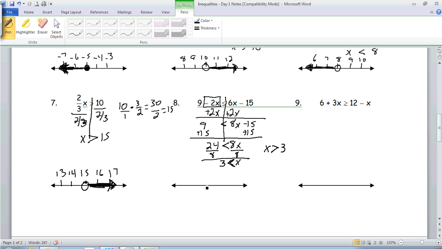Now I know that x is, oh, I forgot my equal sign. I just noticed that. It was in the original, so I need to put it here. X is greater than or equal to 3. So since it has an equal sign, we fill it in. And voila.